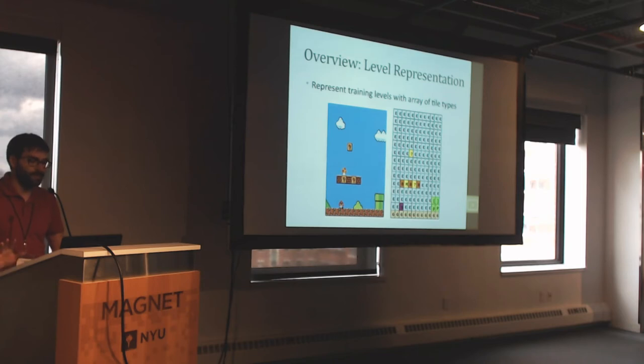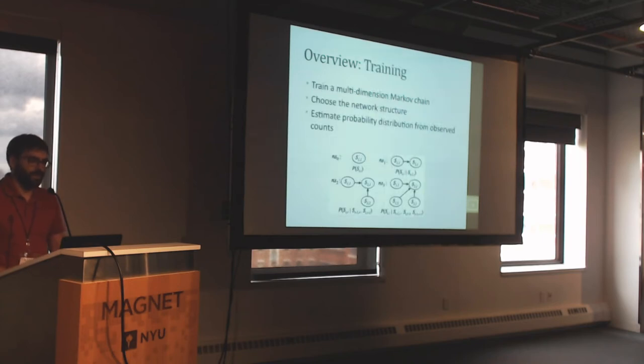That, roughly speaking, has three main parts. The first one is you take the level and you make an array of elements. In this case, I have an example of Mario, where each tile you define as empty or as ground or as a pipe or a block. Then you define a network structure that is going to represent the dependencies between the different tiles you want to generate. Here are four examples. For example, in the NS2, the tile depends on the tile on the left and the tile on the bottom of the tile that you're going to sample.